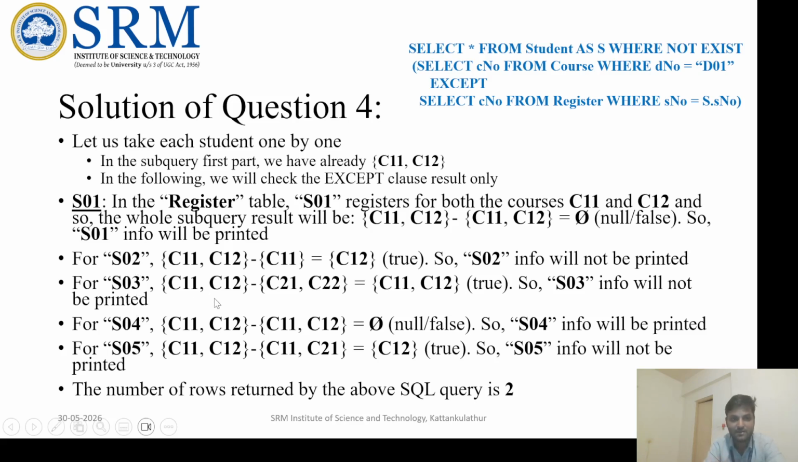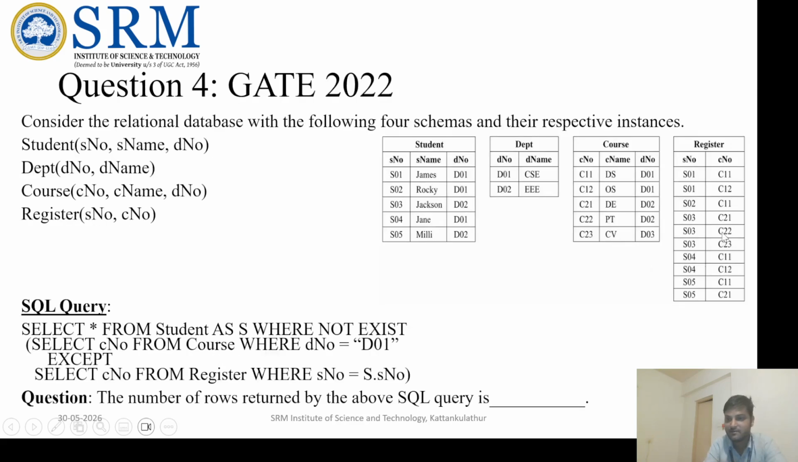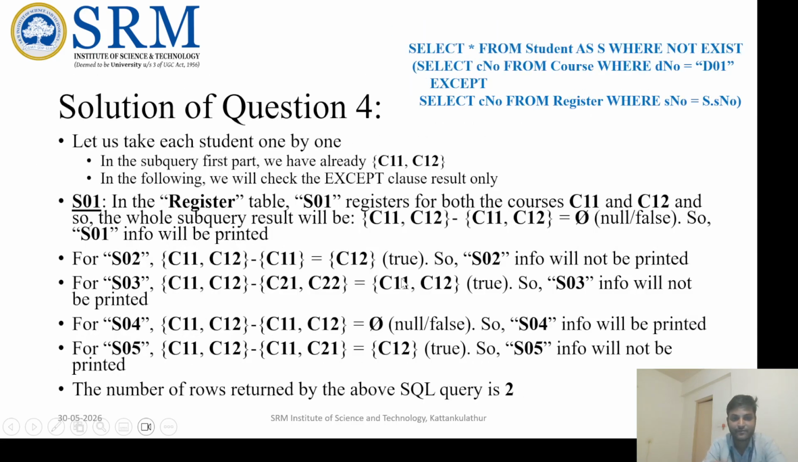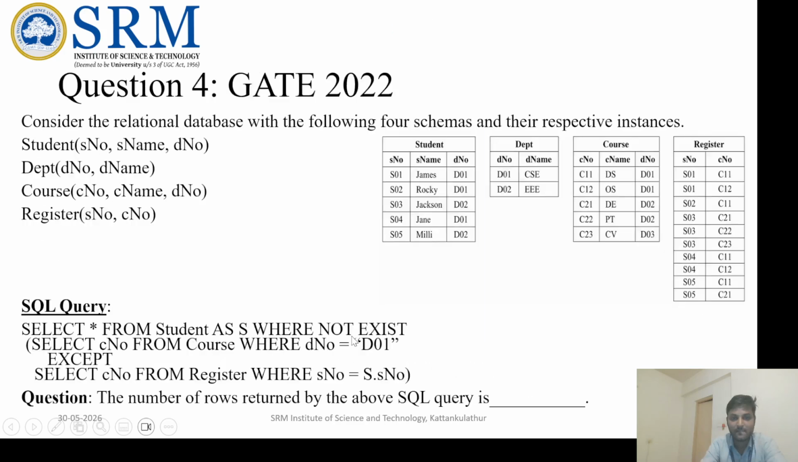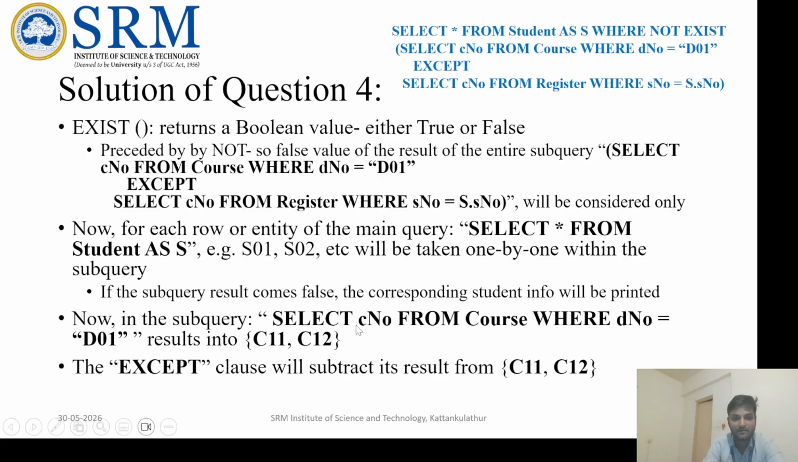Similarly for S03, if I check the table again for S03, there are C21, C22, and C23 also. So if I subtract, S03 will return true and NOT EXISTS will make it false, so S03 will not be printed. Now S04, C11, C212, that is the same thing. So it will return a null value, and obviously that info will be printed.